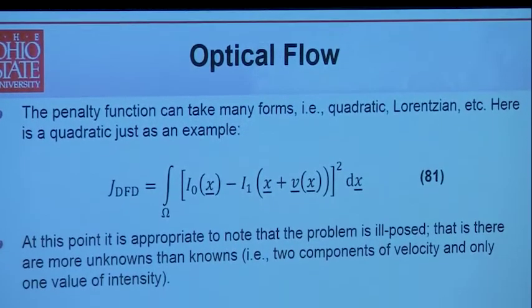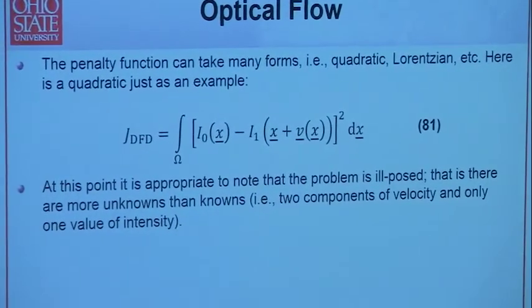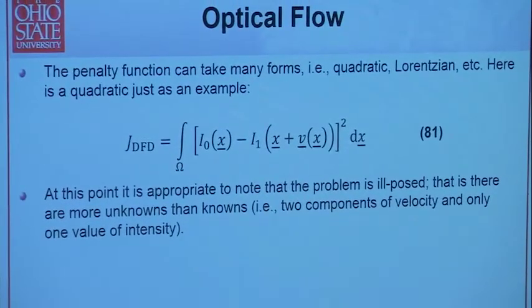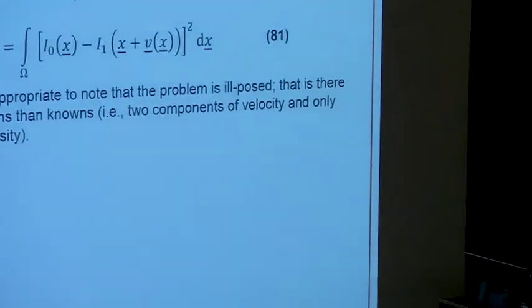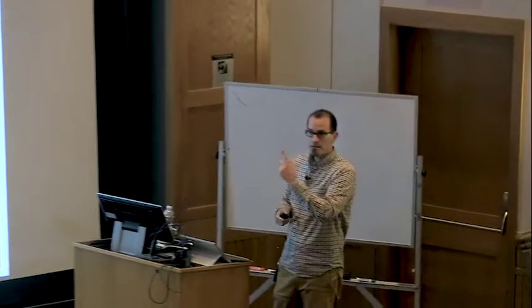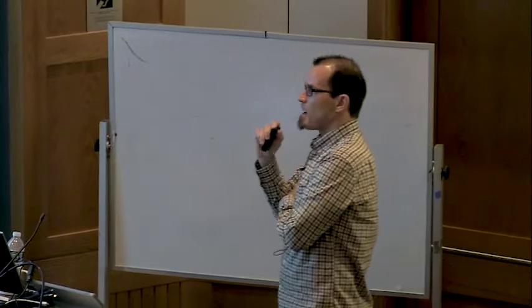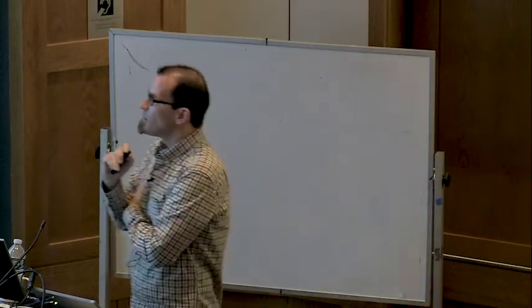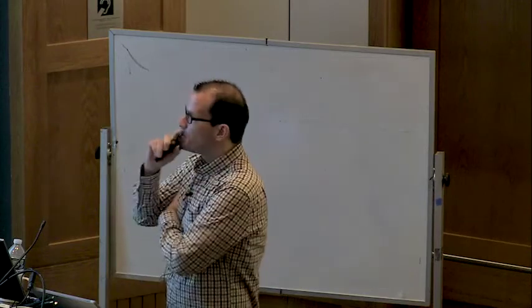Now at this point, it's appropriate to know that the problem is ill-posed. There are more unknowns than knowns. Just for the two-dimensional problem, there are two velocity components, but only one intensity, so I don't have a unique solution. And then I have other issues with the nature of the minimization problem that can actually give local minima. So just understand this is the ill-posed problem.